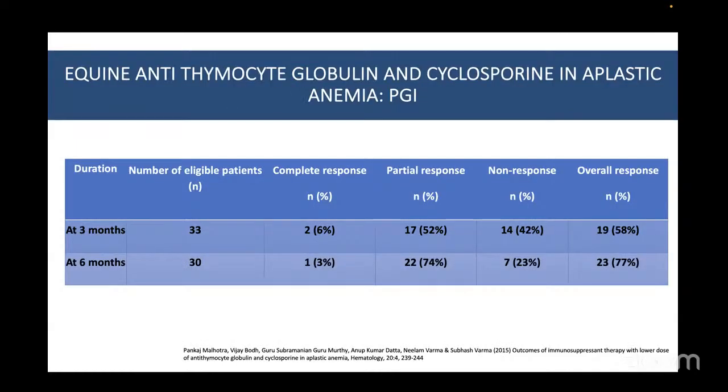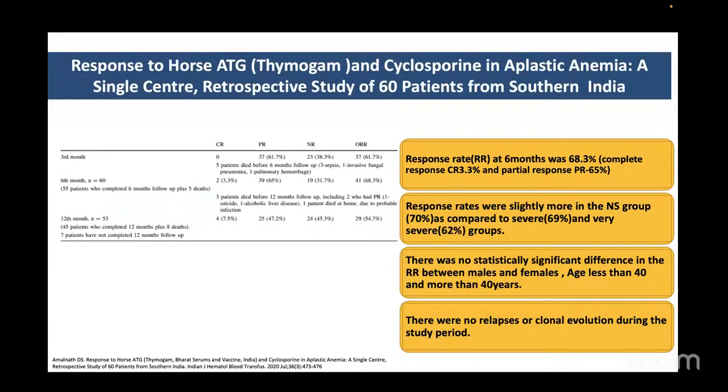So for horse ATG and cyclosporine in aplastic anemia, this is a study published from PGI India, and we can see at 3 months, although the response was not that robust, the overall response at 3 months is 58%, and at 6 months 77%, which is matching with the ADGAM studies as well. So we can safely say that Thymogam is equal and maybe better with its cost effectiveness for the treatment of severe aplastic anemia patients.